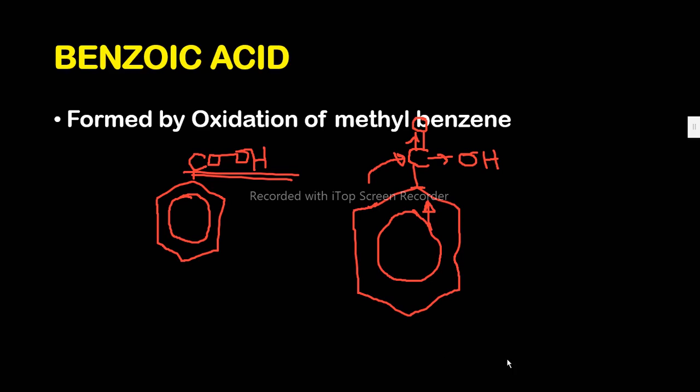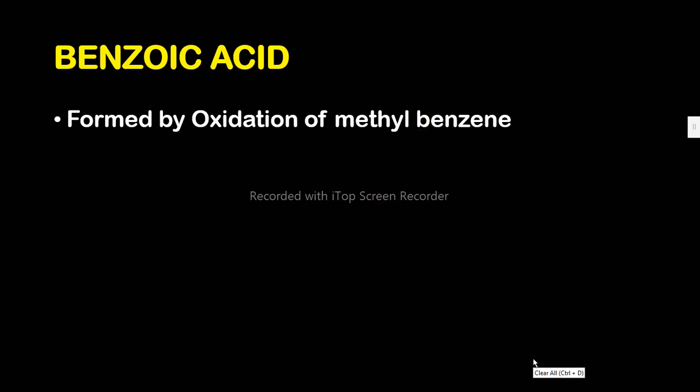And so how are we going to produce now? Formation of benzoic acid is key, especially in organic synthesis. And benzoic acid, for instance, is formed by oxidation of methyl benzene.